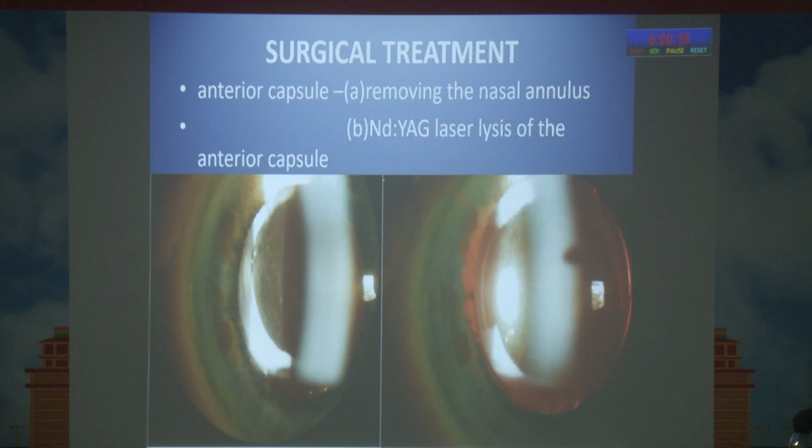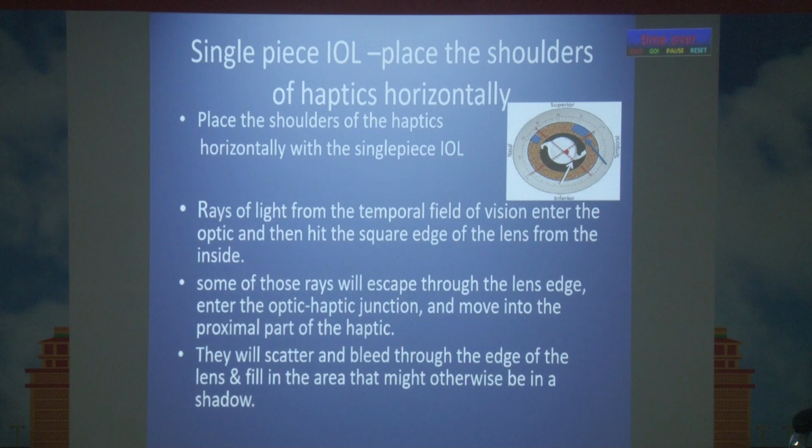What you can do is take the patient on the slit lamp and just give a YAG shot to the peripheral annulus of the nasal anterior capsule. This goes on to prove that some of these patients may be having this dysphotopsia because of the shadow of the anterior capsule nasally. So by removing that annulus, that problem resolves.